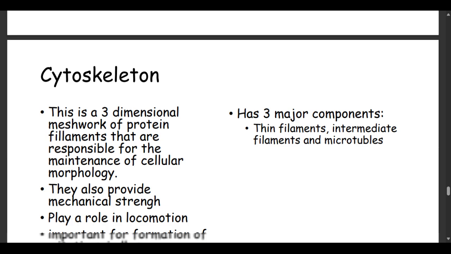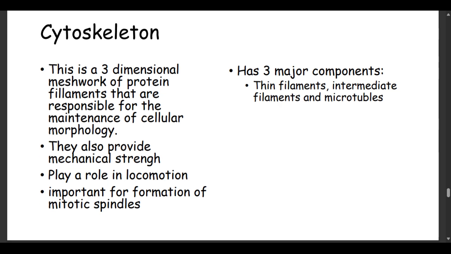In the cytoskeleton, on the other hand, which is the last cellular structure we're going to talk about, is a three-dimensional meshwork of protein filaments that are responsible for the maintenance of cellular morphology. So they help keep the shape of the cell and also its structural integrity. They provide mechanical strength, and they play a role in locomotion. Okay, and another important feature of the cytoskeleton is that it's important in forming mitotic spindles, which are important in the topic that is coming, cell division.